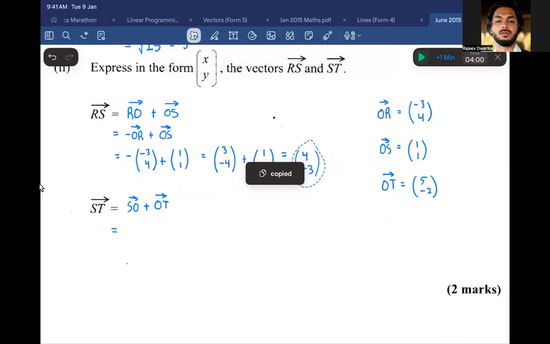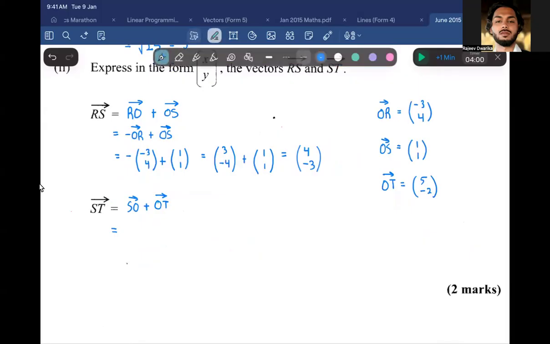Okay, nice. Let me do S to T now. So SO is the same thing as what? What's another way I can write S to O? OS. Positive OS or negative OS? Negative OS. Right.